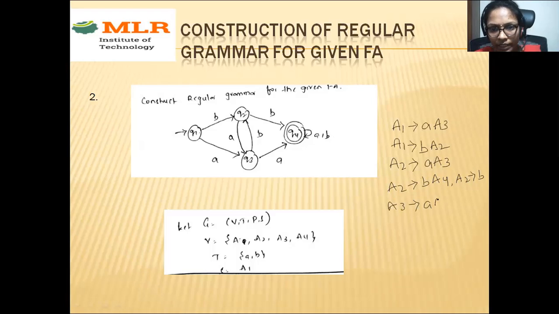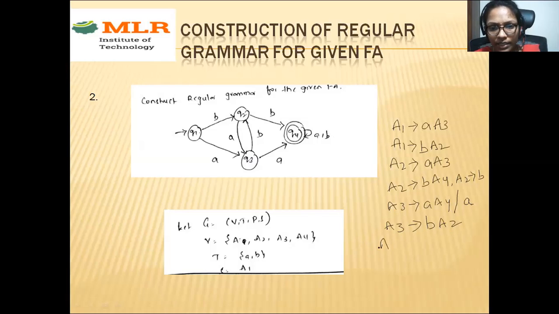Now coming to A3. A3 on A is going to A4, but A4 is a final state. That means you need to add one more transition. What is that? A3 tends to A. So instead of writing like this, you can simply put a slash and write A. A3 is not over. A3 on B is left over, right? So A3 on B, it is going to A2, whereas A2 is not a final state.